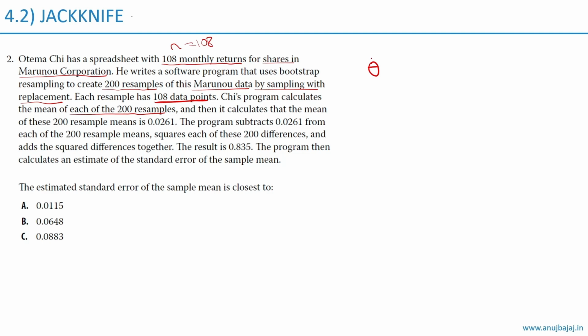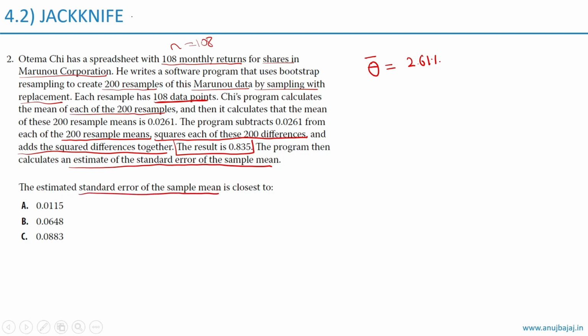That is, the average of all the resample means comes out to be 2.61%. The program then subtracts the average, which is 2.61%, from each of the 200 resample means. Then it squares each of these 200 differences, that is, squares the 200 deviations, and adds all the squared deviations together. The sum of all the squared deviations comes out to be 0.835. The program then calculates an estimate of the standard error of the sample mean. So what is the estimated standard error of the sample mean?